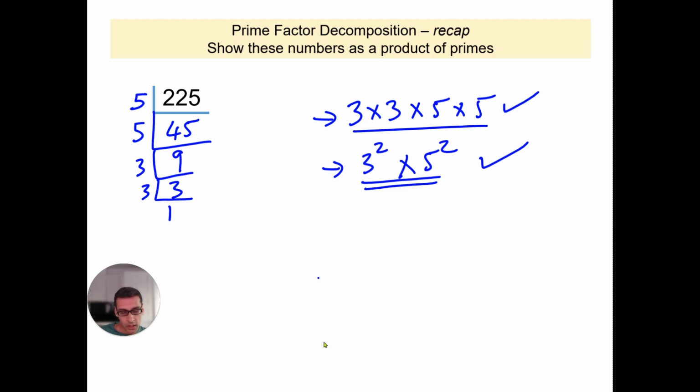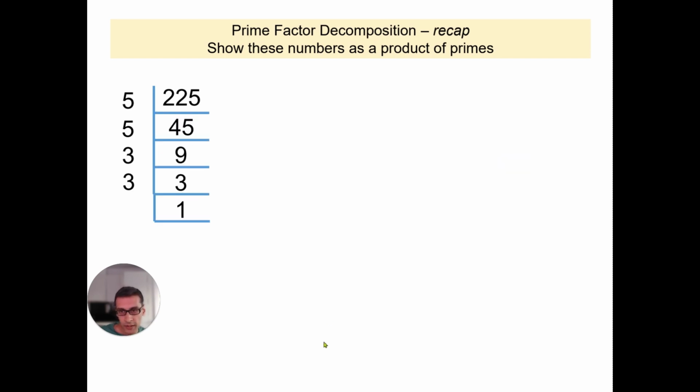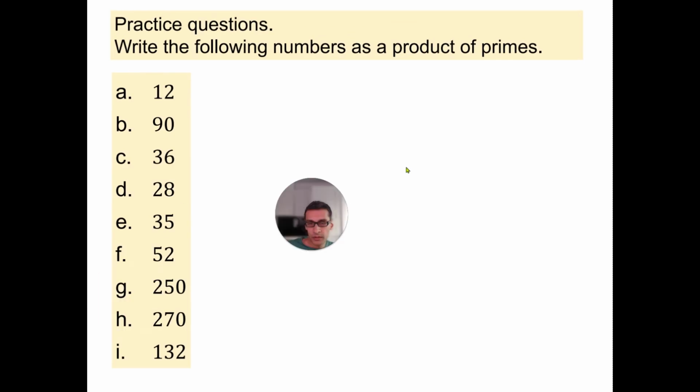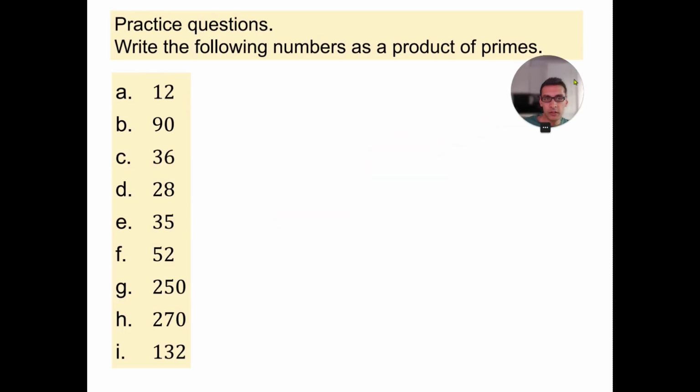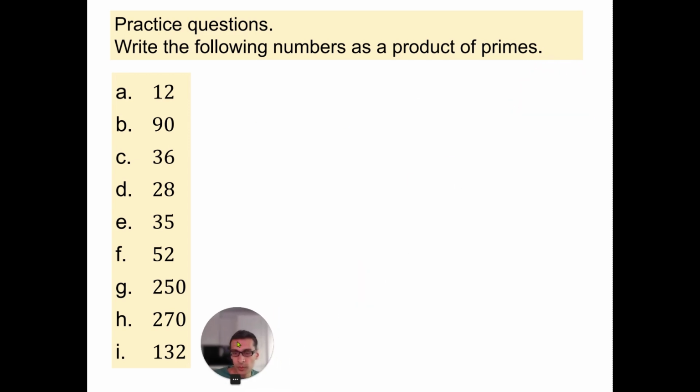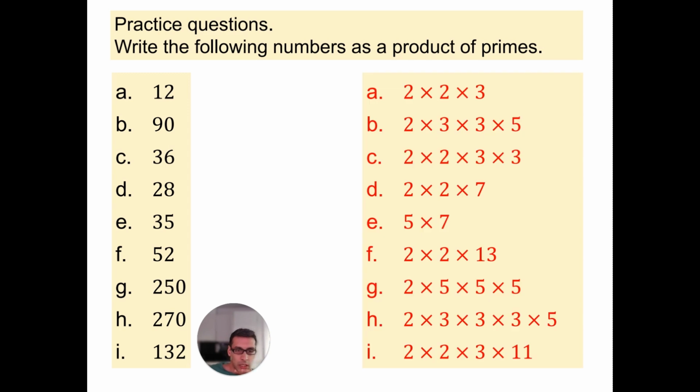Right, now we are going to try an exercise. If you pause the video and try to do the following questions, the answers will start to appear in a minute. So just pause the video, have a go with as many of these questions as you need to. Okay, so here are your answers. Mark your work. Remember, you can also write these as indices notation. So for example, A can also be written as 2 squared times 3, and so on.